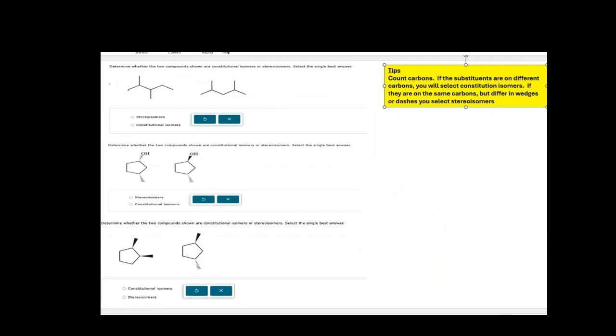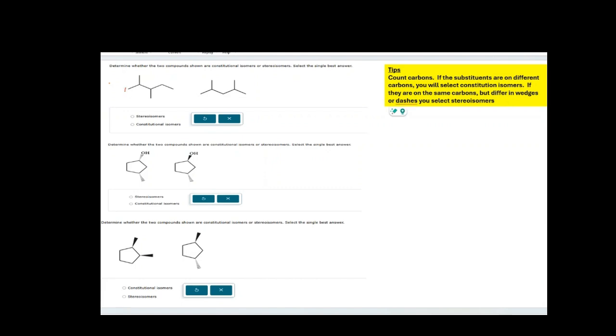So on this first one, I'm going to start by counting my carbons. So this is 1, 2, 3, 4 and 5. And then on this one right here, I'll go ahead and number these 1, 2, 3, 4, and 5 over here. So from here, I would identify my substituents to see what group they're on. So I see that on carbon 2 over here, I have a methyl. And then on carbon 3, which is right here, I have another methyl.